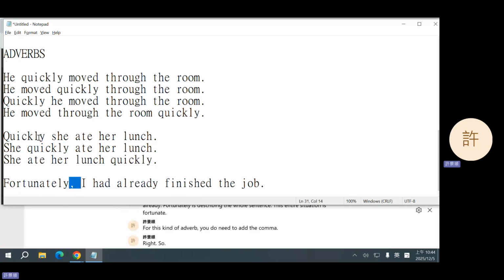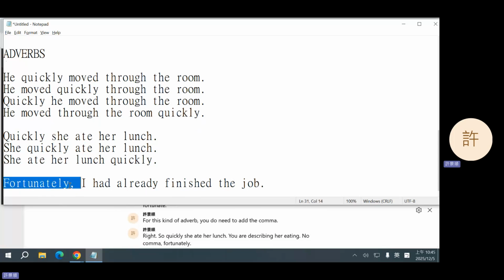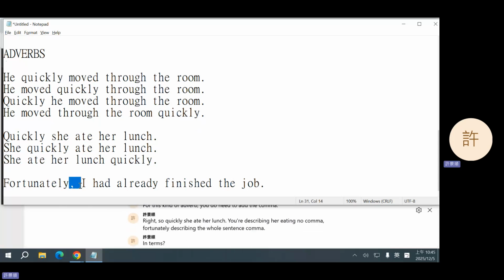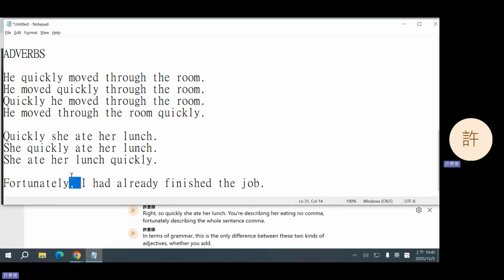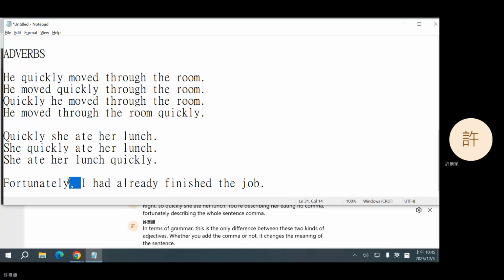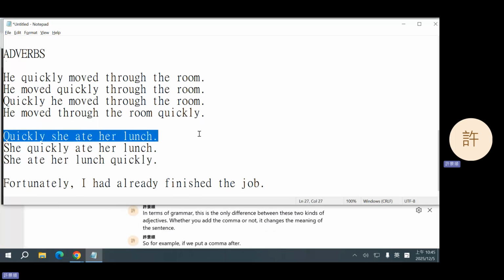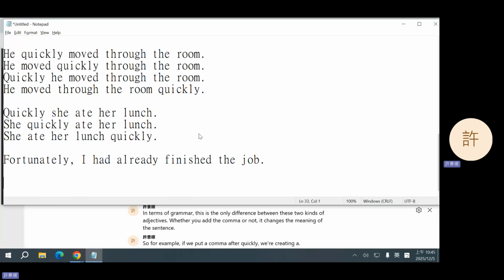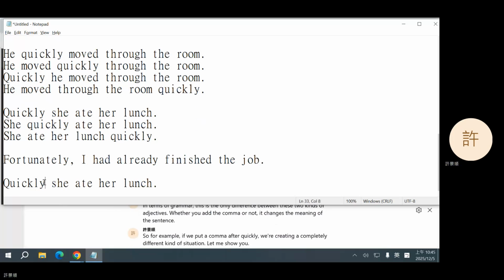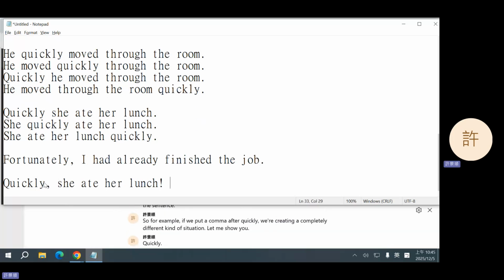Right? So quickly she ate her lunch. You're describing her eating, no comma. Fortunately, describing the whole sentence, comma. In terms of grammar, this is the only difference between these two kinds of adverbs. Whether you add the comma or not, it changes the meaning of the sentence. So, for example, if we put a comma after quickly, we're creating a completely different kind of situation. Let me show you. Quickly, she ate her lunch. We must get there before she leaves the table.